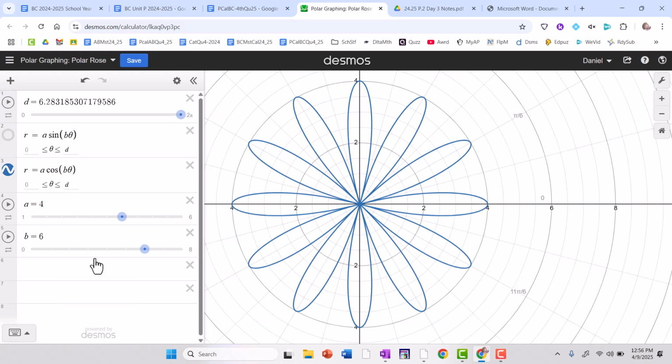What's the cosine of 0? 1. Look what that petal is. It's 4 comma 0, right? That's because cosine of 0 is 1. Now let's toggle the sine. And then you kind of have to watch this. You get them both at the same time.